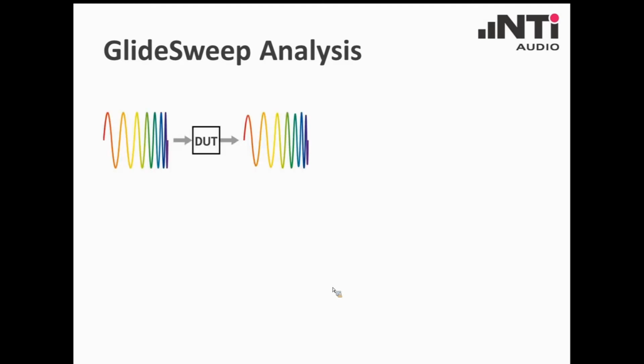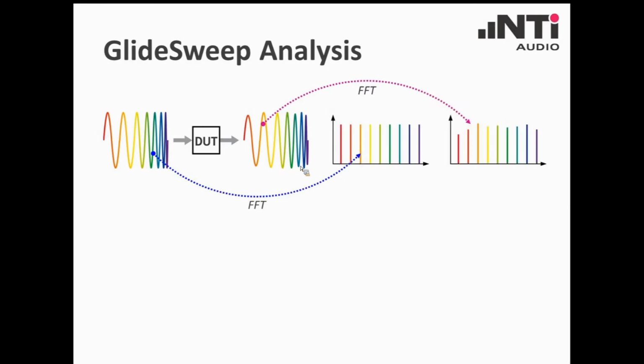Here we have a schematic sketch of a GlideSweep transmission, which means we generate the GlideSweep, we transmit it through the device under test, and we receive the output of that device. Now in a second step, we would calculate by means of FFT the spectra of the generated, the emitted GlideSweep signal and the incoming, the received GlideSweep. Here you see the emitted spectrum and here you see the spectrum of the received signal.